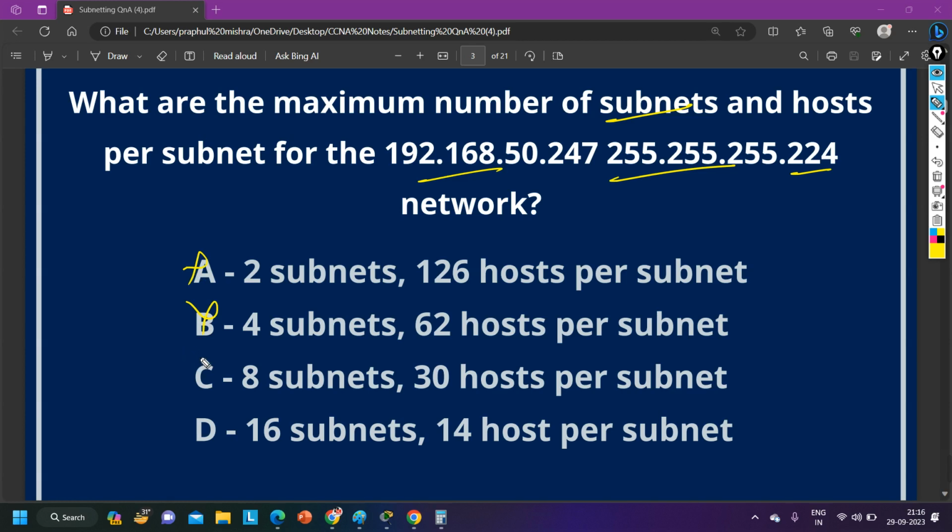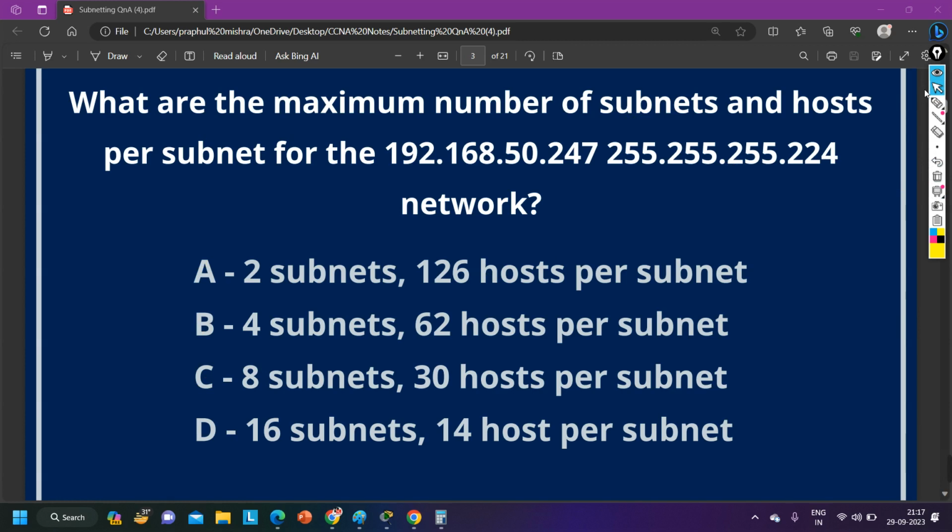Option A and option B are incorrect. Out of these, C is correct. Here we can find the H value. H will be 5. 2 to the power H minus 2 is the valid host. So 2 to the power 5 means 32, and minus 2. If you need to calculate valid hosts, then minus 2. If you need to calculate hosts only, then 32. Because 32 is not in the option, option C is the right answer of this question.